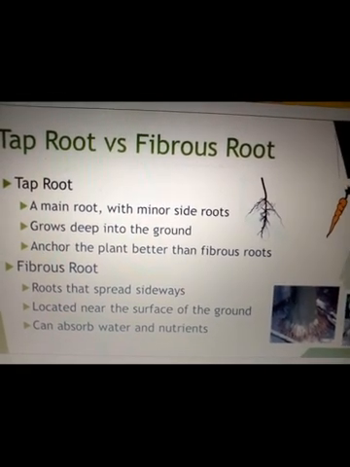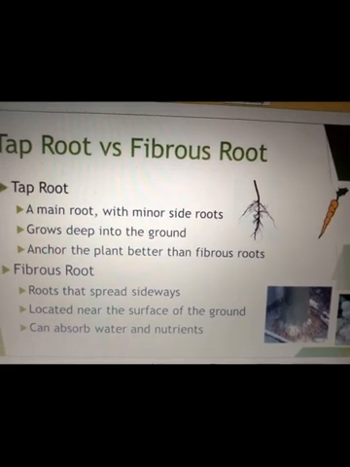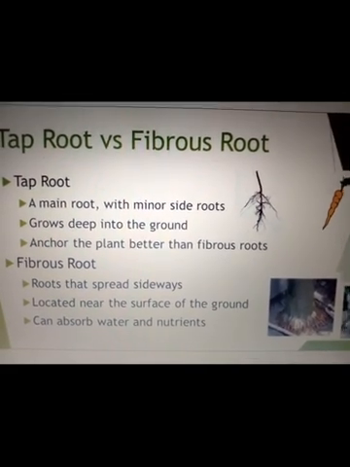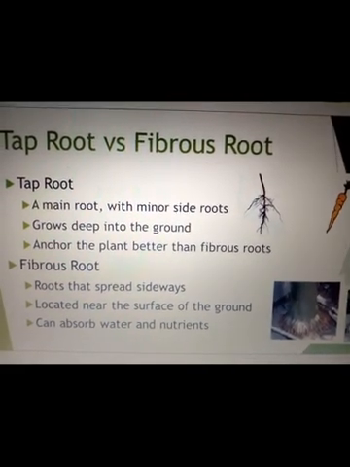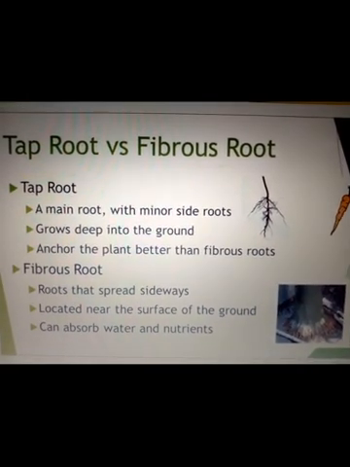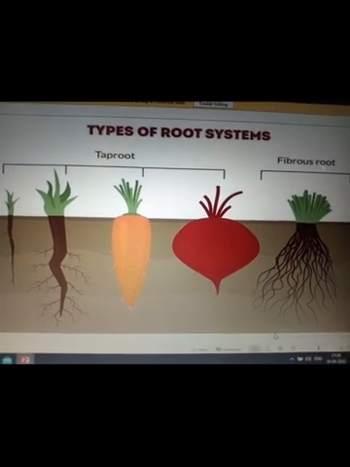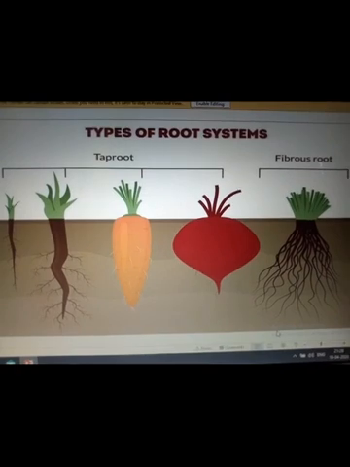And next, they can absorb water and nutrients. Examples of fibrous roots are onion, banana, maize, rice. These are all examples of fibrous roots. Yes, now you can see the difference between the two easily.